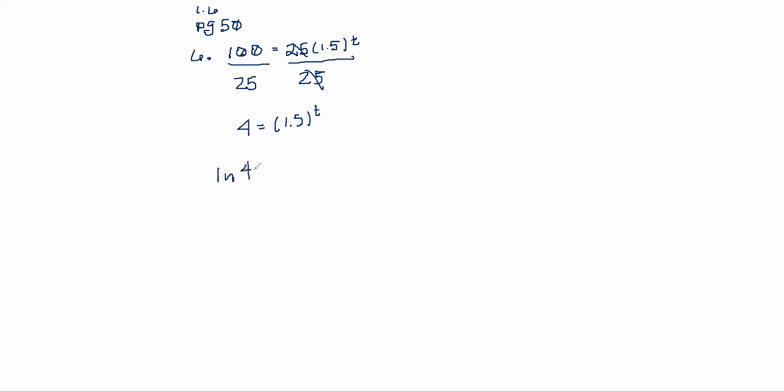Take the natural log of both sides, so we end up with natural log of 4 is equal to the natural log of 1.5 to the t. We know our rules of logarithms: if something is in an exponent inside the logarithm, we can move it to the outside. Just a reminder that the natural log of 1.5 to the t is equal to t natural log of 1.5. So that's what we're going to do here. We have natural log 4 is equal to t natural log 1.5. And we're just going to divide this out.